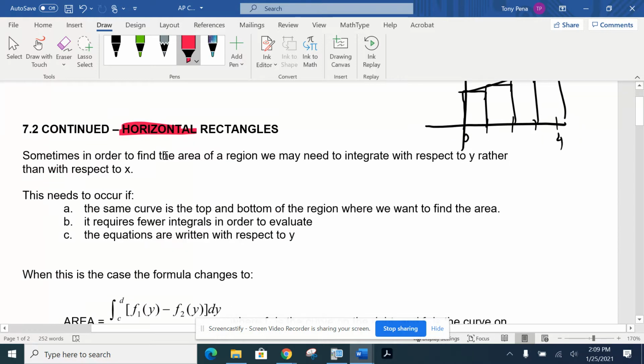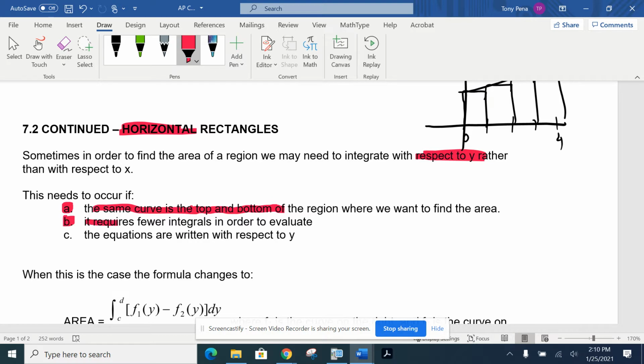And it says underneath there, sometimes in order for us to find the area of a region, we may need to integrate with respect to y rather than with respect to x. This would need to occur if, A is probably the easiest to understand. What happens if I do top and the bottom, and the top and the bottom is the same exact curve? Then we obviously would have a problem because that's going to be a 0.